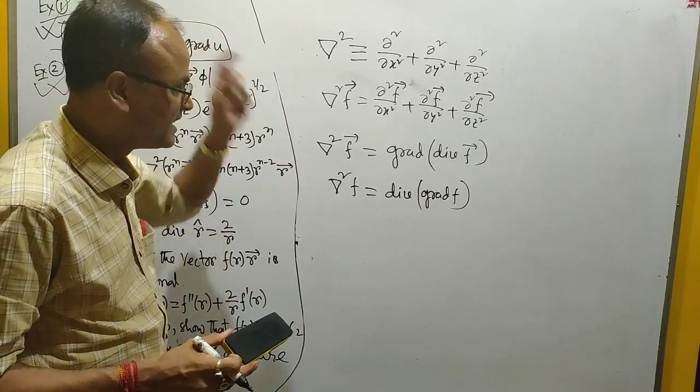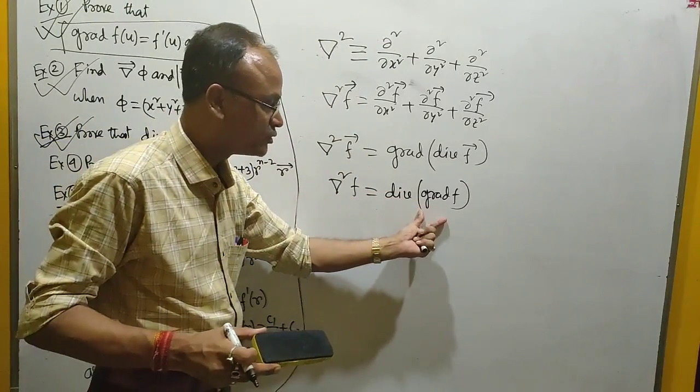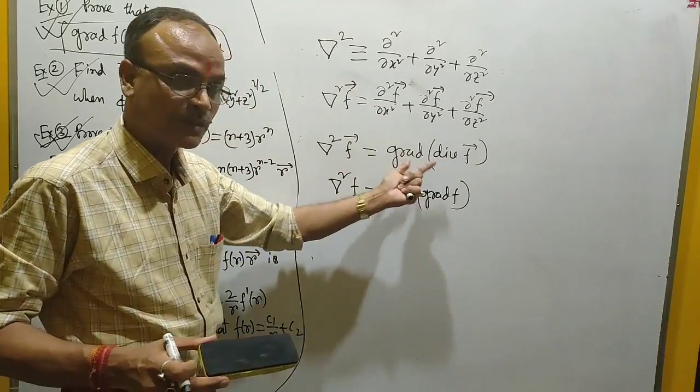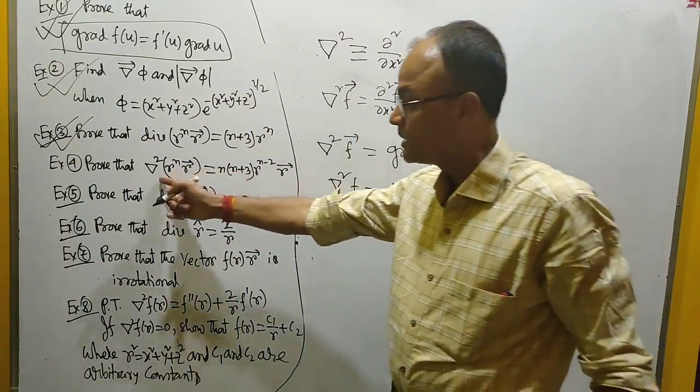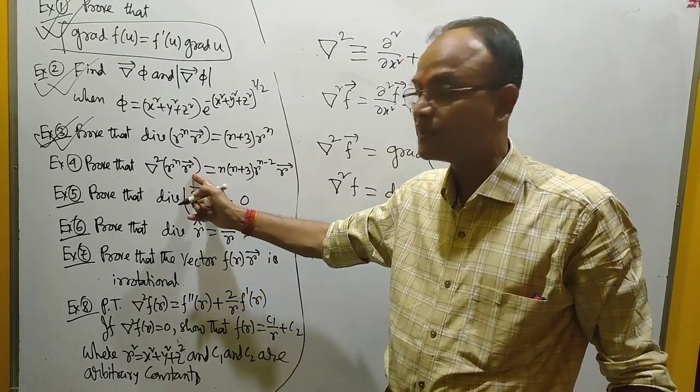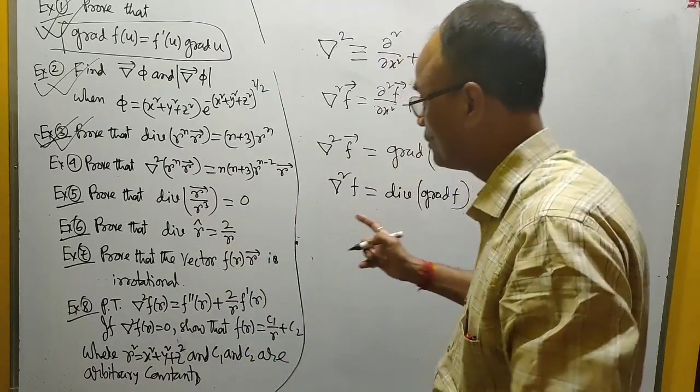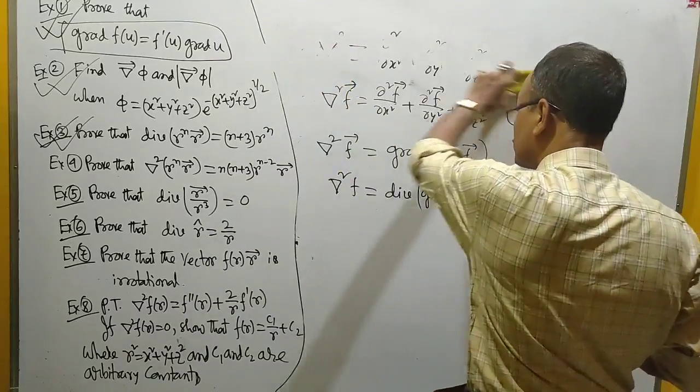Divergence of gradient of phi. If it is scalar, you will have to write this one. If it is vector, you will have to apply this one. Now, Laplacian squared of r to the power n r vector equals this. We are going to prove this one.